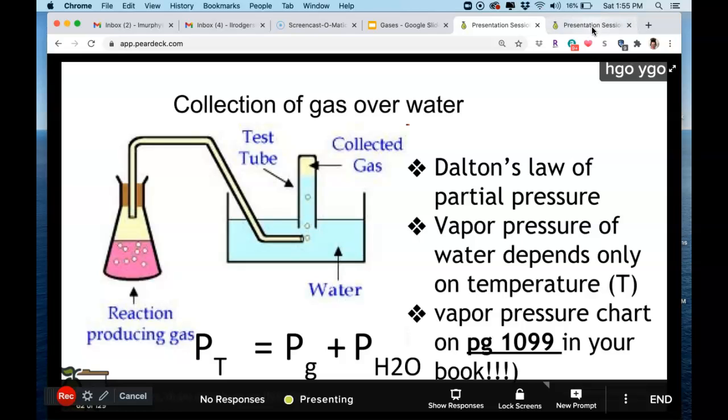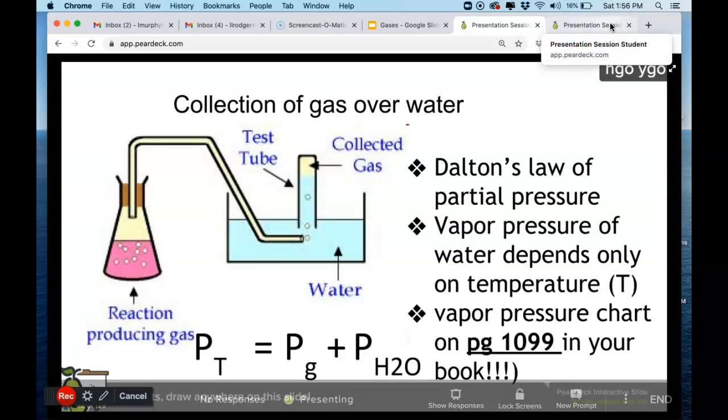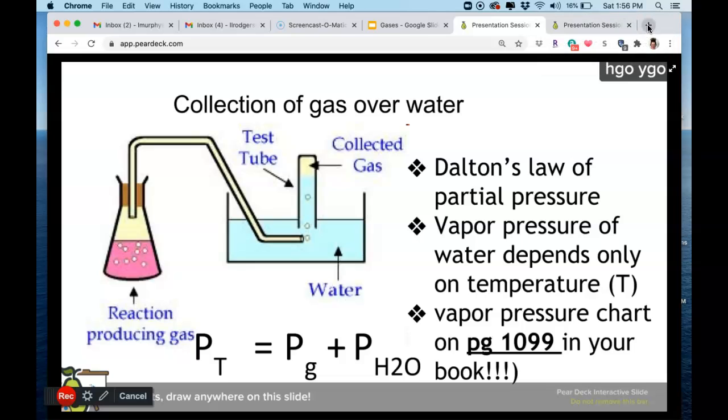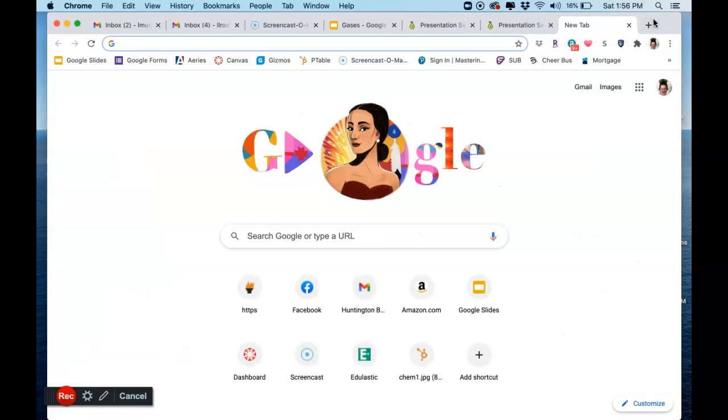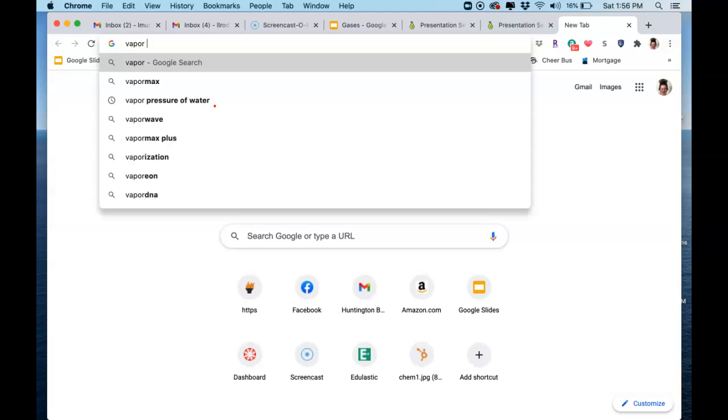If you look in your book or on a chart, okay, you'll see, let's see. No, it's not going to let me switch back and forth.